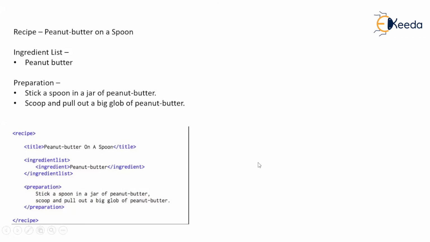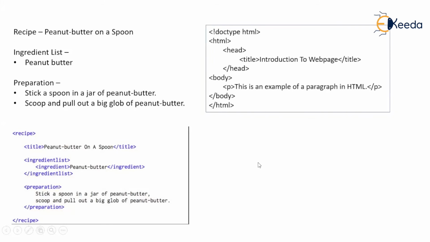Like that, we have to write an HTML code which will look like this. And here also everything is getting marked up. Introduction to web page is a title, and that is why I am marking it up with the title tag. And this is an example of a paragraph in HTML is a text message which I am marking up with the paragraph tag. That is why HTML has the word markup.